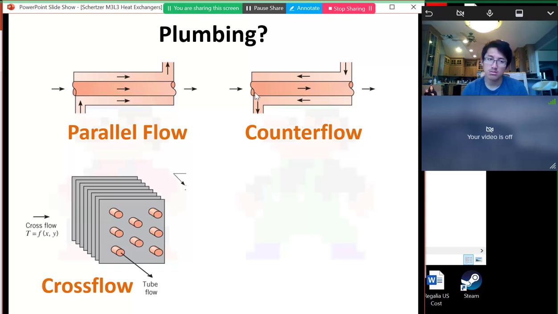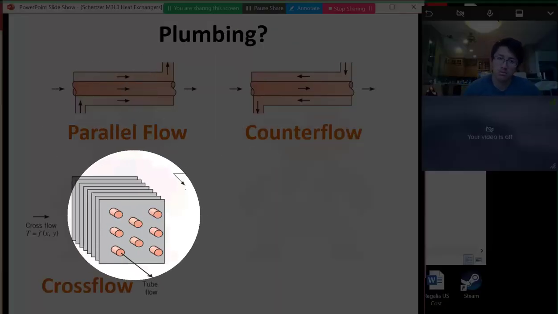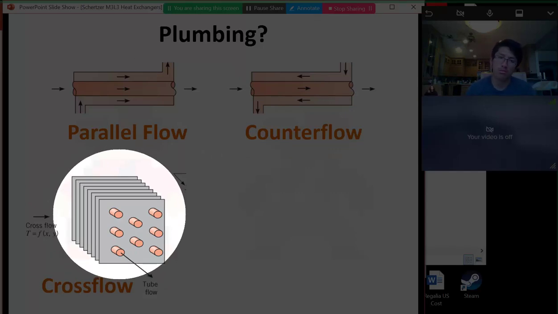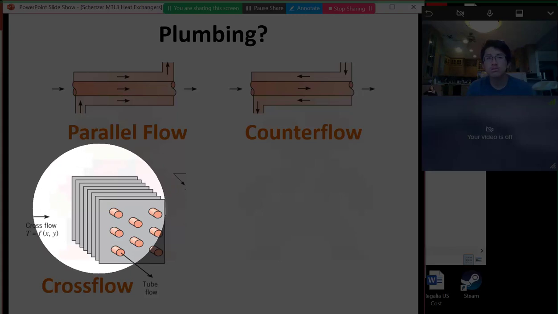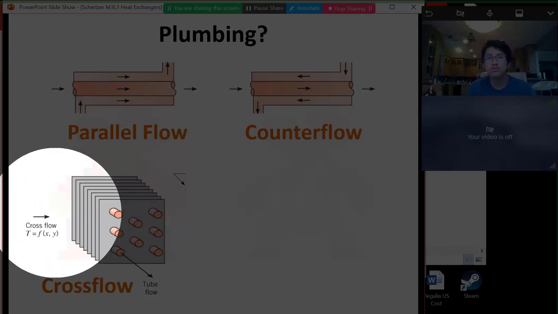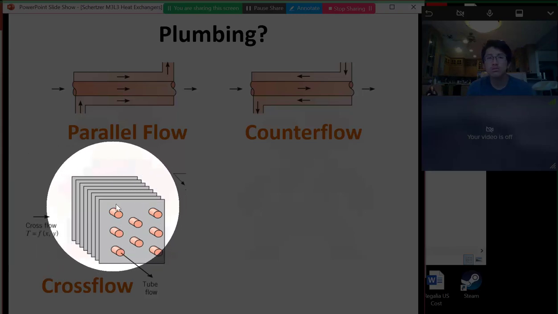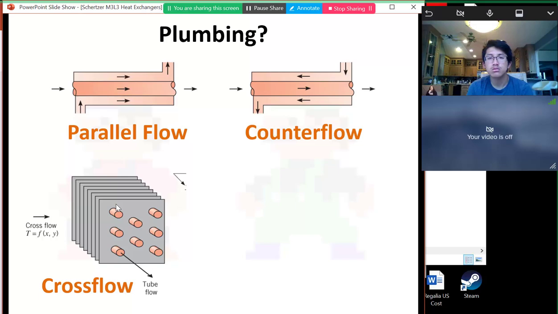So this is a cross-flow heat exchanger. Here in the tubes, we can see that there's flow coming through these copper-colored tubes. And then we have these grids, these fins, and there's air going over our tube bundle here. Because these flows are at 90 degrees to each other, we call them cross-flow heat exchangers.